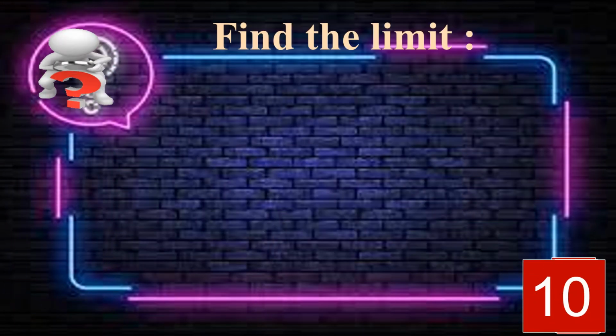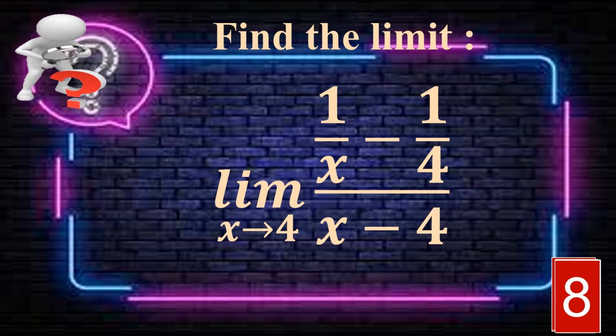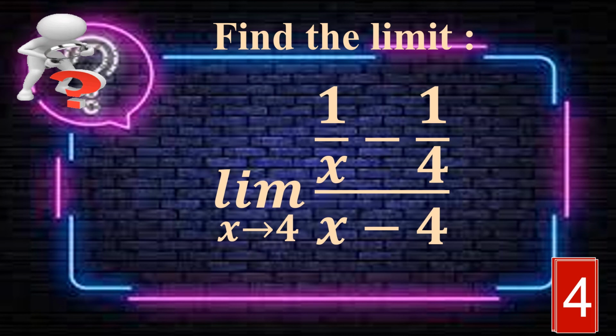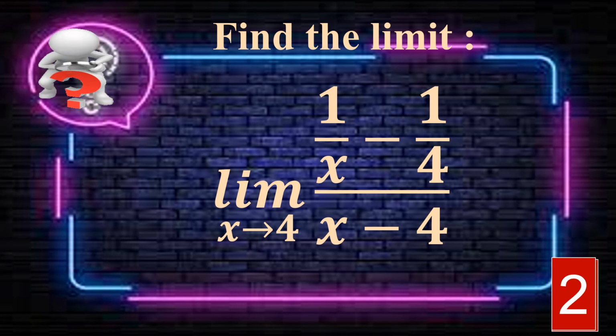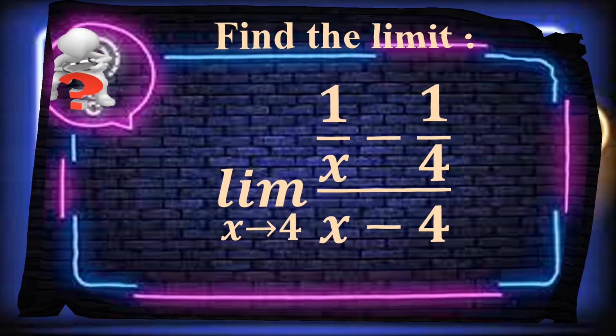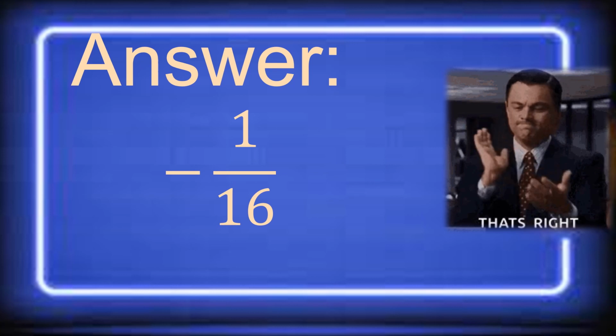Now, let us have a short quiz. Find the limit of the following. Limit of 1 over x minus 1 over x minus 4 as x approaches 4 in 10 seconds. That's right. The answer is negative 1 over 16.